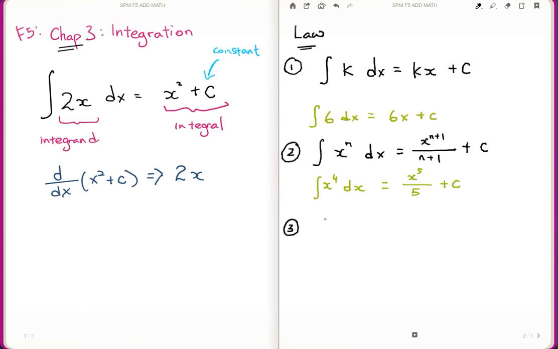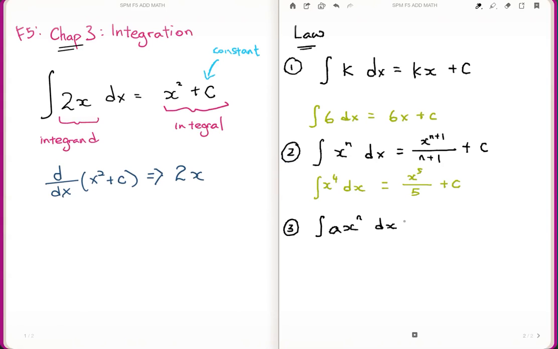Third law. Now with a constant and an x. Integration, maybe a constant, any number, maybe a. I don't want to use k, to not confuse with the first law. It's just a number, it doesn't really matter. Say maybe a x to the power n dx.